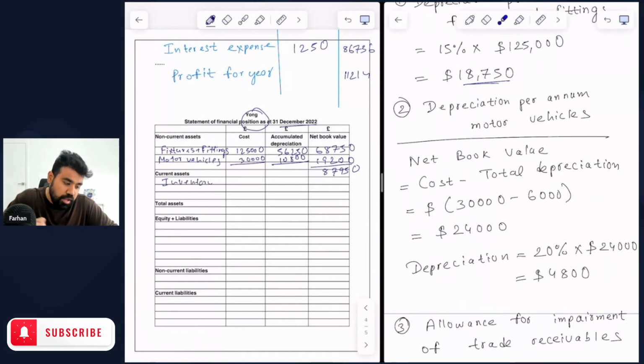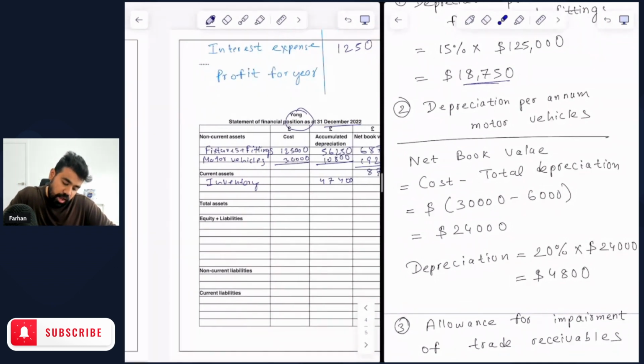Let's just include it here in the first column, or the second column. I don't think it really matters, so don't worry about it. So second column, inventory is 47,400. Let's highlight that.